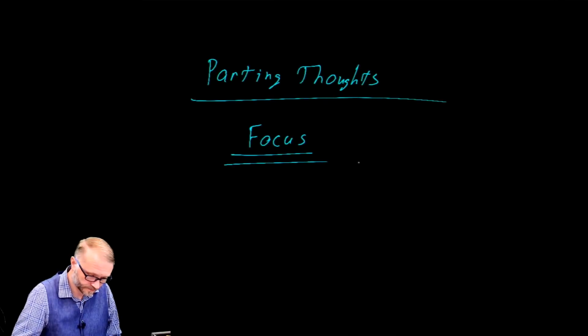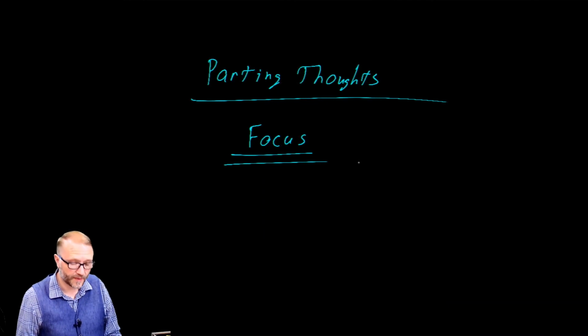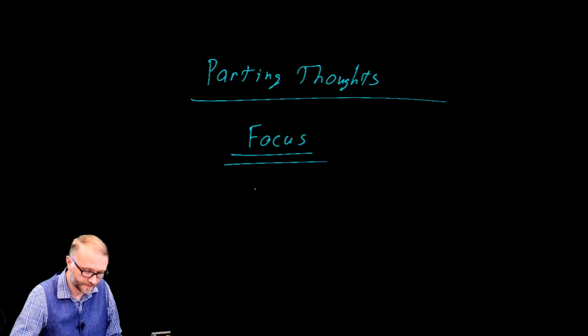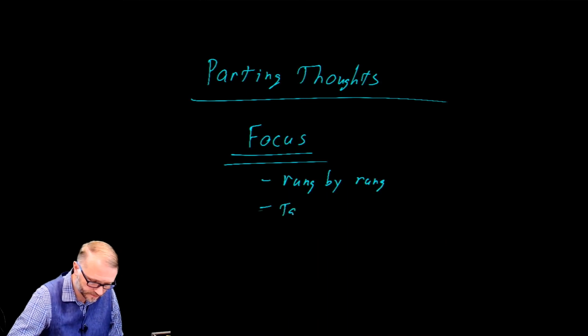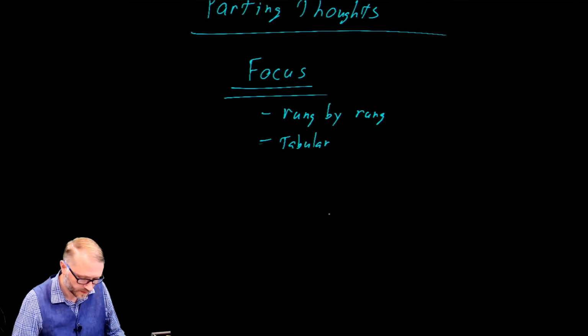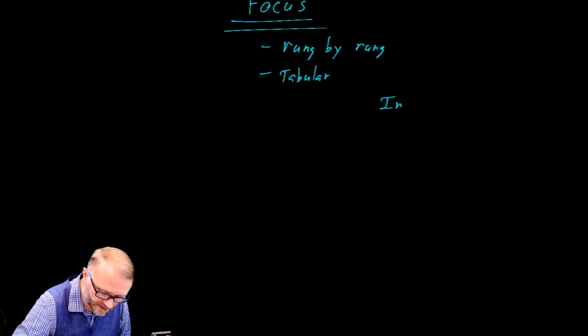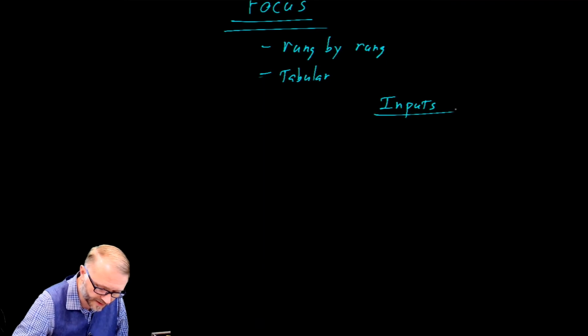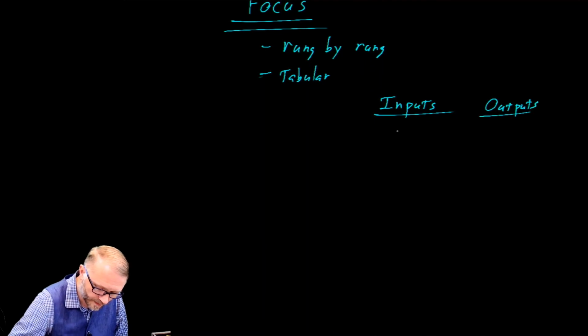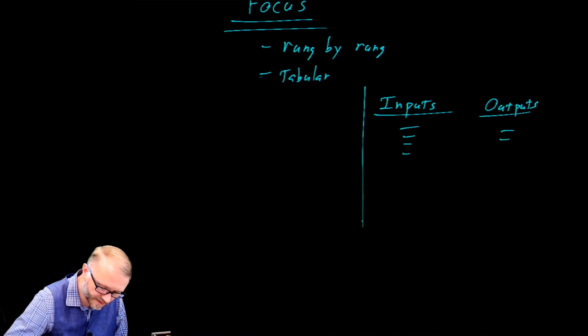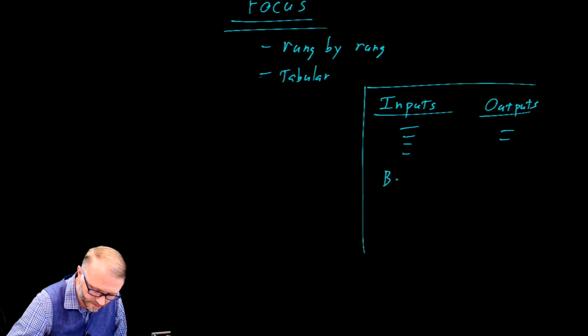Have some parting thoughts. Focus. Focus on one thing at a time. That's rung by rung. It's tabular. Several times you saw me do this, where we talked about an input. Right? We gathered all the inputs in one location. We gathered all the outputs. Right? So there are several inputs, several outputs, and then you described a behavior.